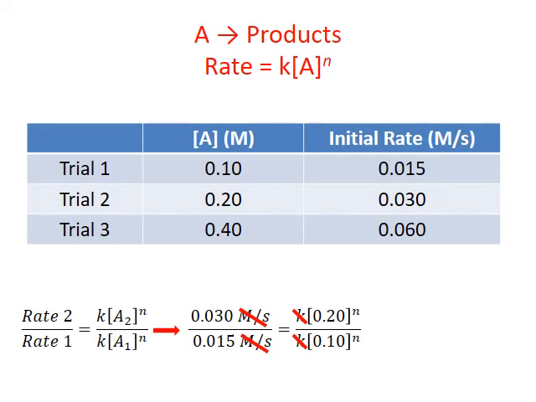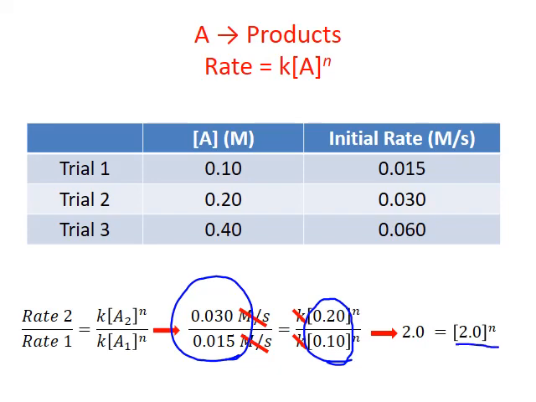We can also reduce the value of this ratio on the left-hand side. 0.030 divided by 0.015 is actually a 2-to-1 ratio. So that'll reduce to a value of 2. We can also reduce the numbers inside the brackets on the right-hand side. We're going to keep the exponent n on the outside, but we can at least reduce 0.20 divided by 0.10. And what it's going to give us is actually 2.0, since that's a 2-to-1 ratio, raised to the n power. And of course, we also have the 2.0 from our rate comparison on the left-hand side.